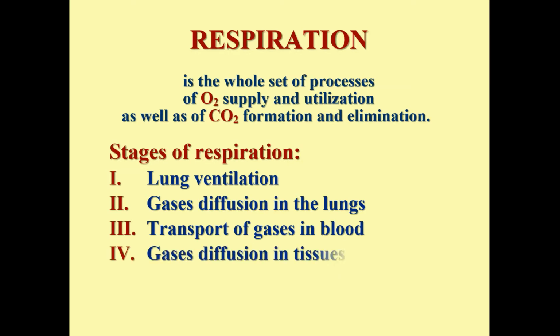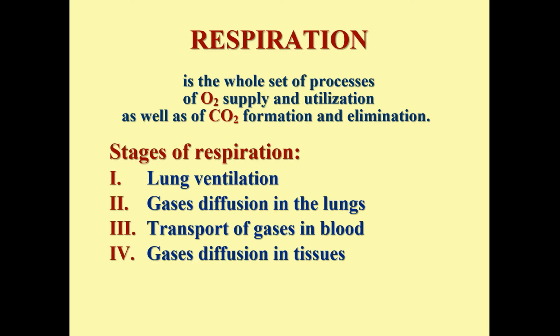The fourth stage is diffusion again, but now diffusion in tissues. Oxygen, when it comes to the systemic capillaries, should move into the cells. So first it goes from blood into interstitial space, then into cells. While CO2 makes the opposite way. From cells it moves into interstitial fluid and finally to blood. As a result of loss of oxygen and addition of CO2, arterial blood becomes converted to venous. And this venous blood transports CO2 back to the lungs.